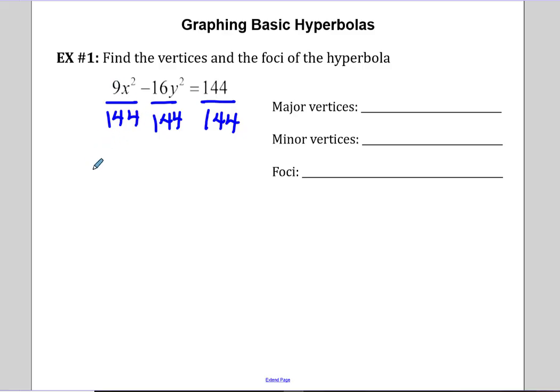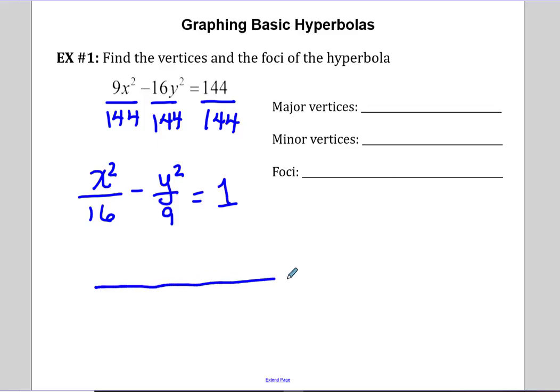And 9 divides 144 16 times, and 16 divides 144 9 times, and then 144 divided by itself is 1. So we know that the hyperbola is centered at the origin in this case, since we only have a single variable up here in our numerator. And the thing that I want to point out to you is that the first term in this case is x, so our hyperbola branches will be centered on the x-axis since x comes first.